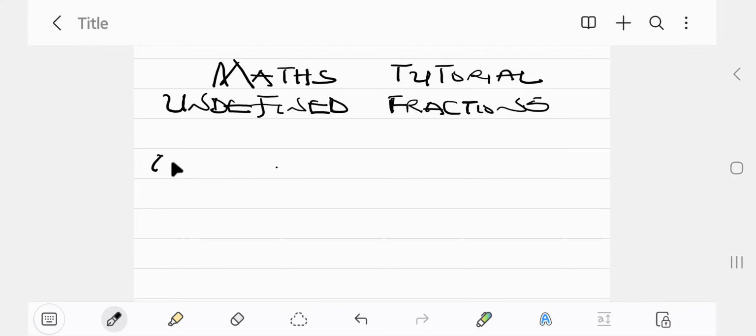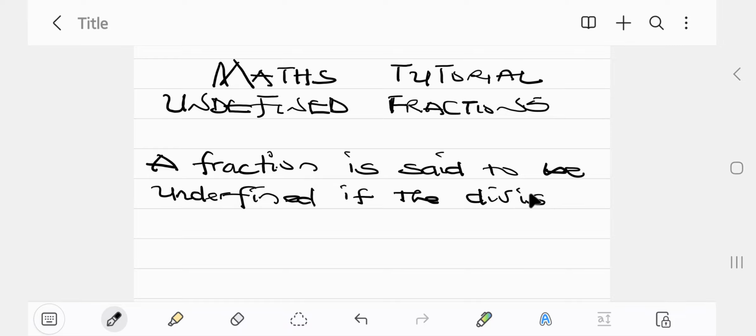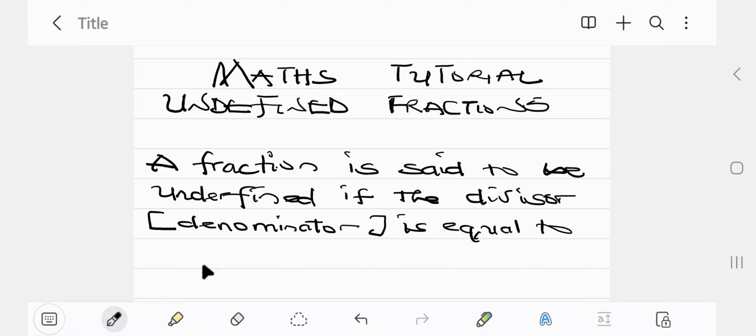So a fraction, first of all, is said to be undefined if the divisor, also called the denominator of the fraction, is equal to 0.